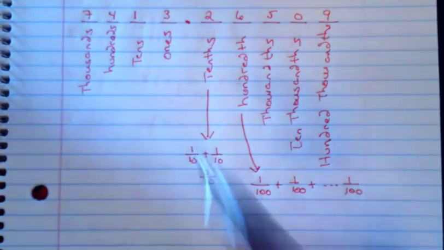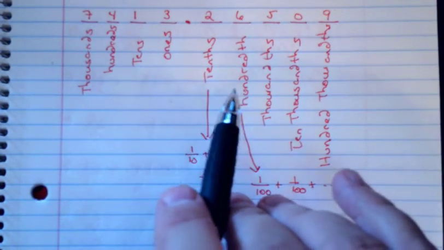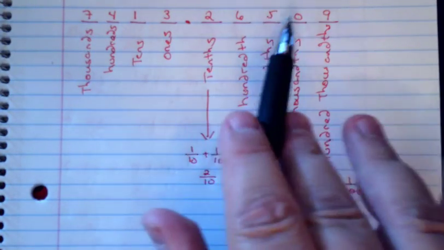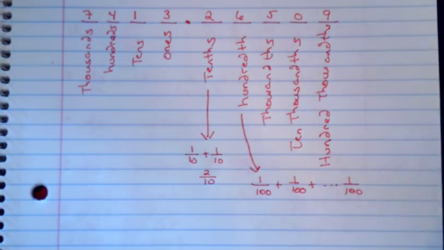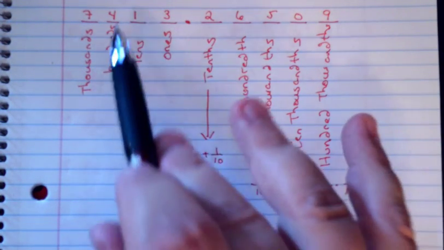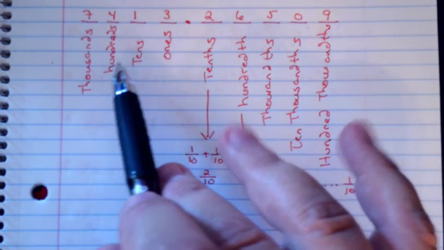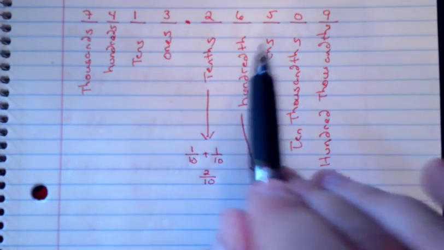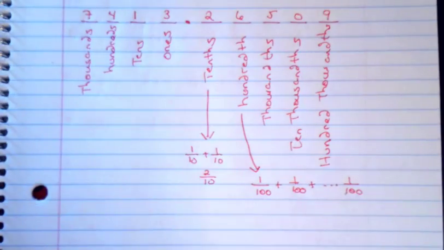What you're going to want to know is if someone says we're looking at the hundreds place or the thousands place, you're going to want to know which number they're talking about. So 5 is in the thousands place, 2 is in the tenths place, 4 is in the hundreds place, although 6 is in the hundredths place. And that just gives you an idea of our place value system with decimals.